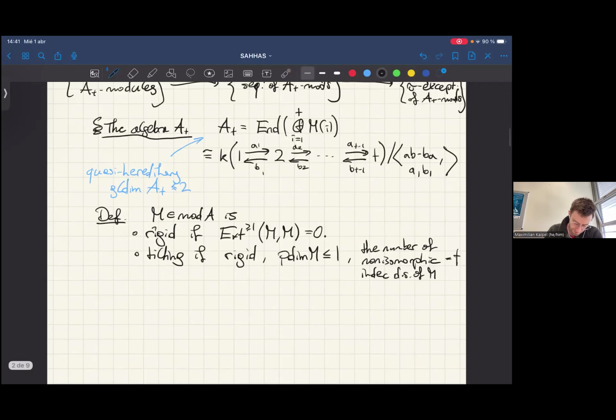Then some special classes of modules I'll need later are tau rigid ones. So these are modules that don't have non-zero Homs from or to their Auslander translation. This tau here is the Auslander translation.